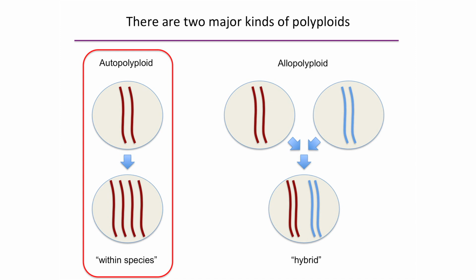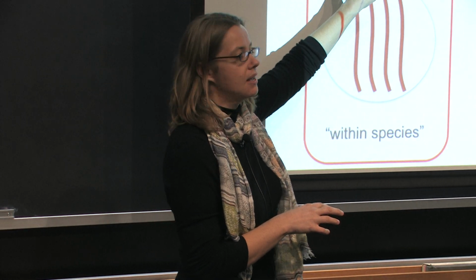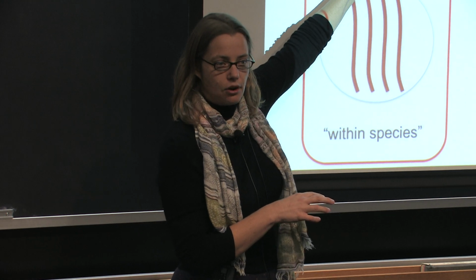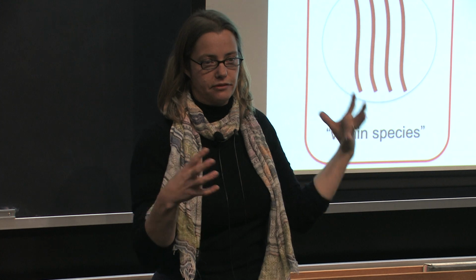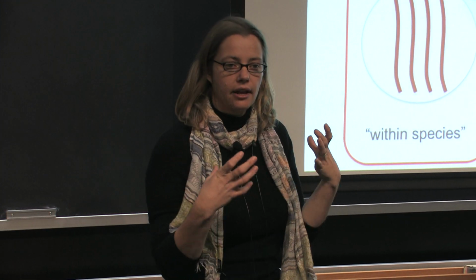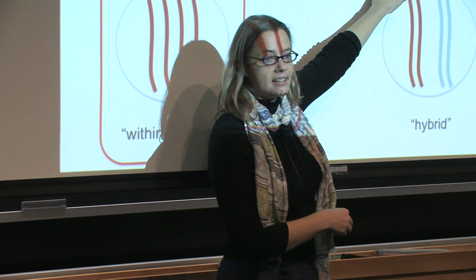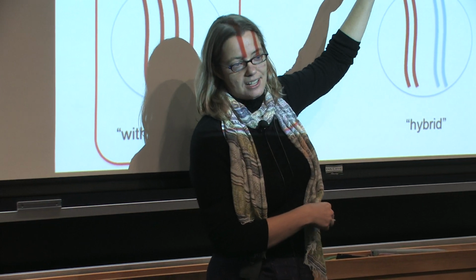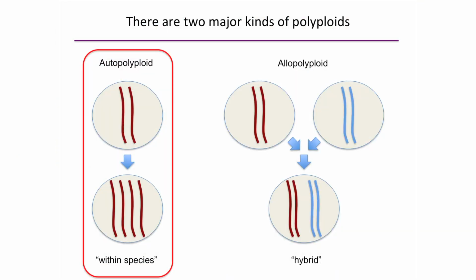On one hand, we have autopolyploids, and these are things that are duplicated within species. So you go from having 2 homologous chromosomes to having 4 homologous chromosomes, but they're all derived from the same sort of gene pool. So they're all roughly equivalent. In contrast, allopolyploids are associated with hybridization as well as duplication. So 2 different genomes are coming together. They're usually not hugely different, but they are definitely distinct. They come together and then duplicate.